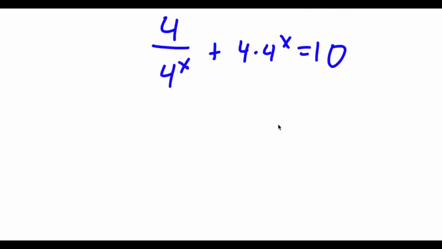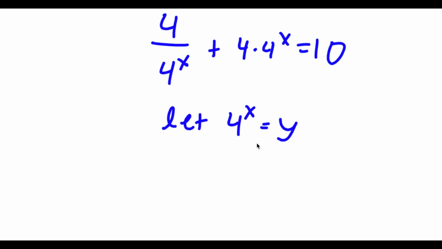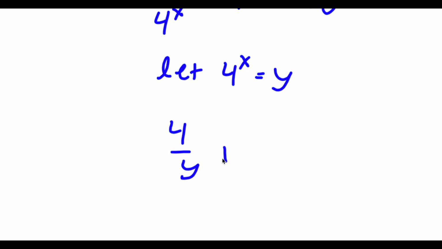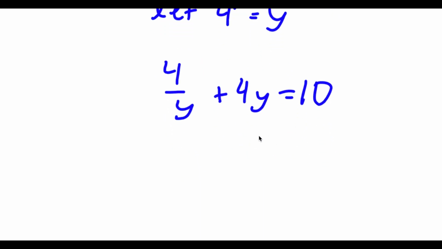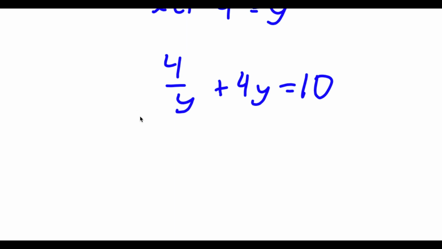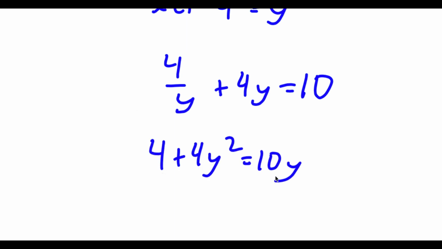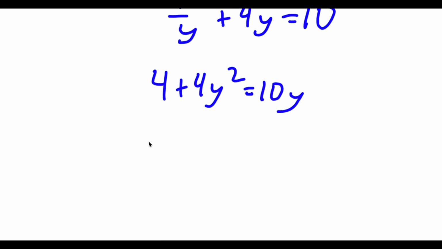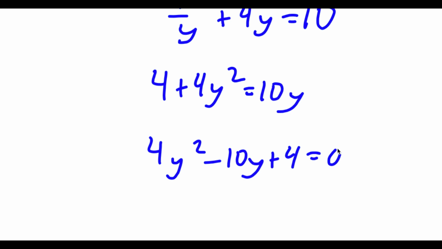And now, I'm going to let 4 to the power of x equal to the variable y. So now I have 4 over y plus 4y is equal to 10. Now if I multiply both sides by y, I get 4 plus 4y squared is equal to 10y. Now I can subtract 10y on both sides, so I get 4y squared minus 10y plus 4 is equal to 0.